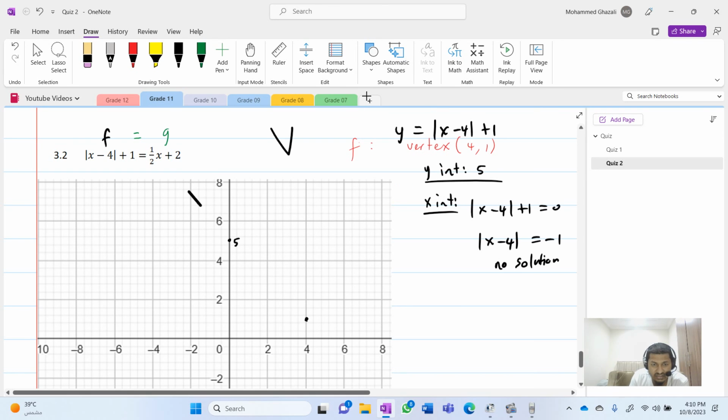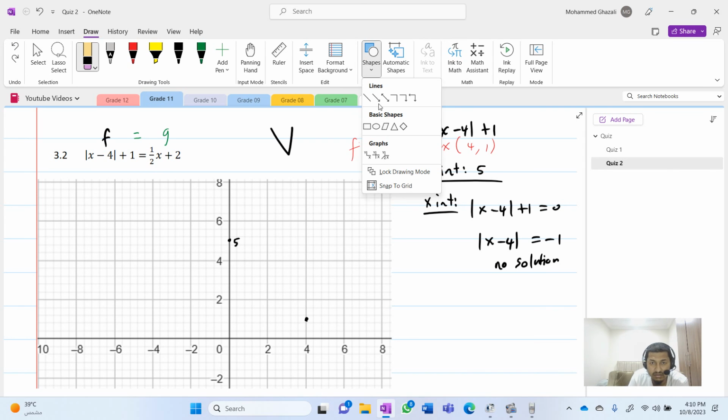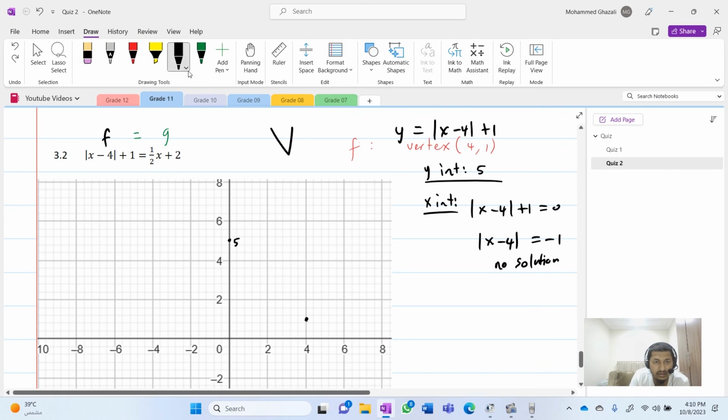Now sketching this graph, obviously that's my graph here. Take a thinner line. Let's sketch this graph.